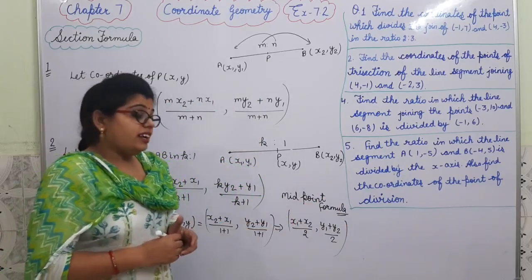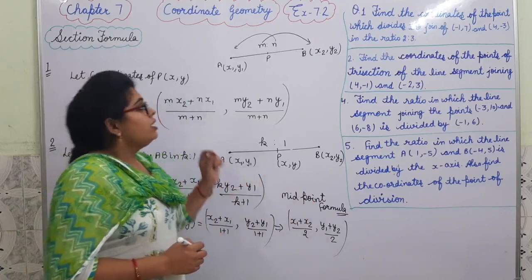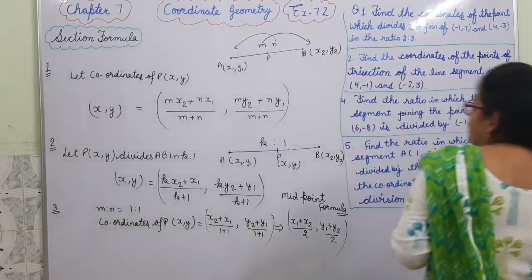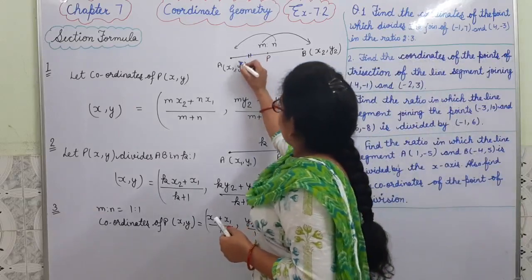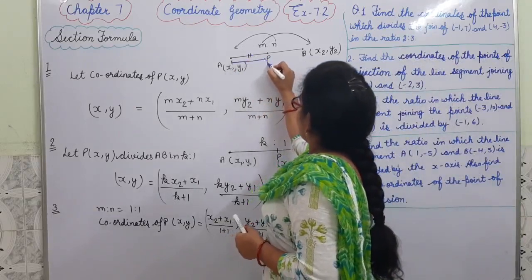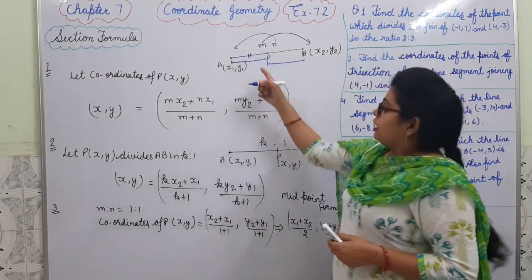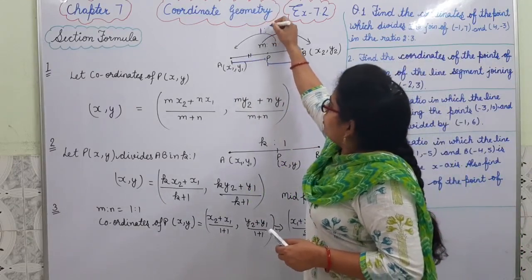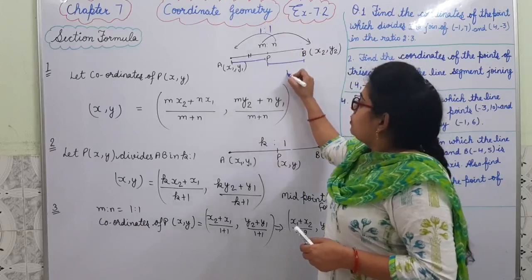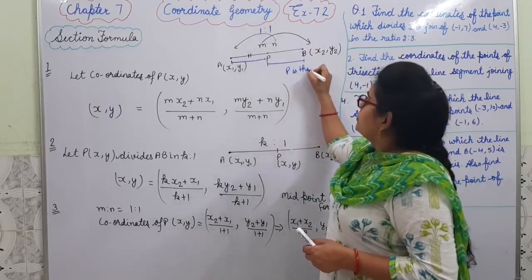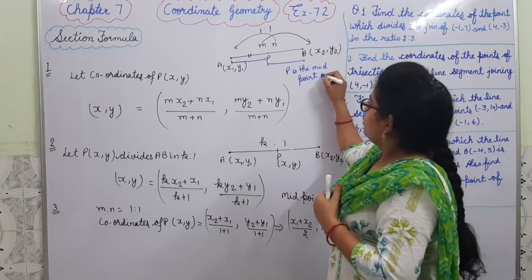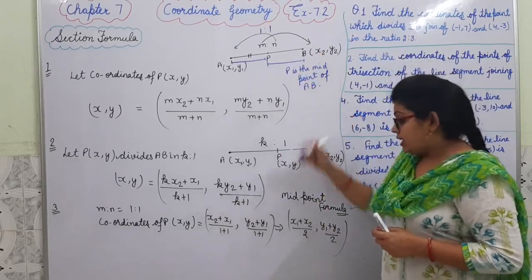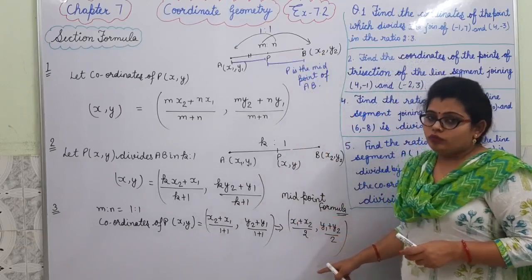Why are we saying that this is the midpoint formula? Dear students, come to this first diagram. If AP is equal to BP, then this ratio will become 1 ratio 1 because P is the midpoint of AB. That's why we are saying that it is the midpoint formula.